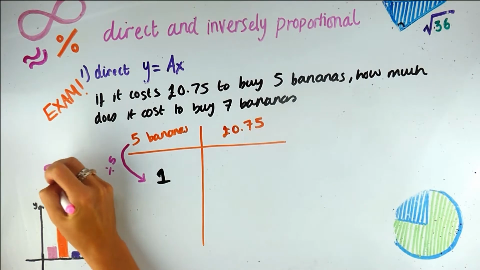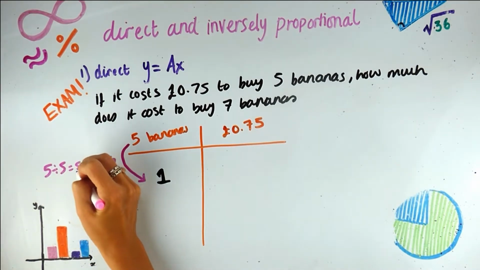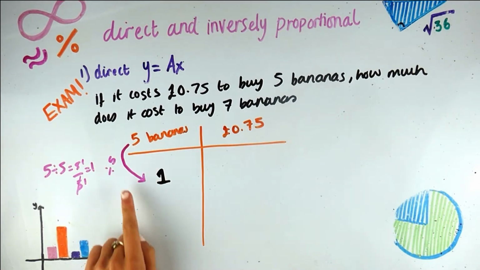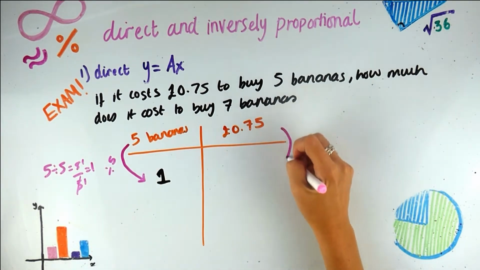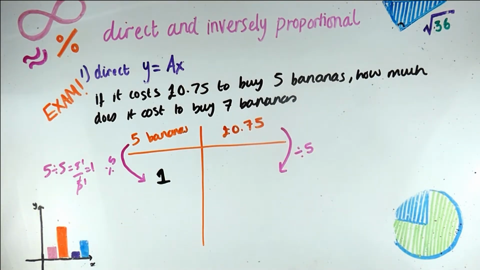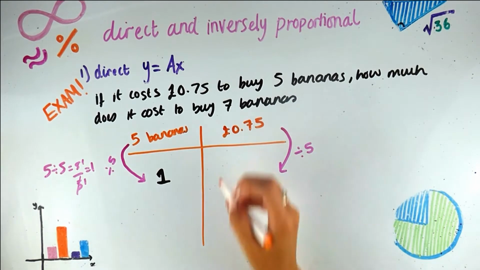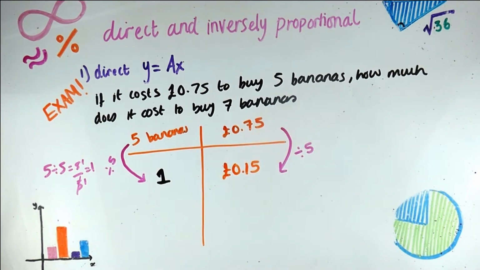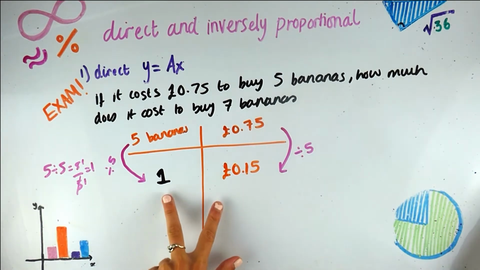And that is because 5 divided by 5 is the same as 5 over 5, which cancels to give me 1. But if I've done it on this side, I need to do it on this side. So I also divide this column by 5. So I do 75p divided by 5, which should give me 15 pence. Okay, this is the stage we want to be at because this is when we can use the rule.